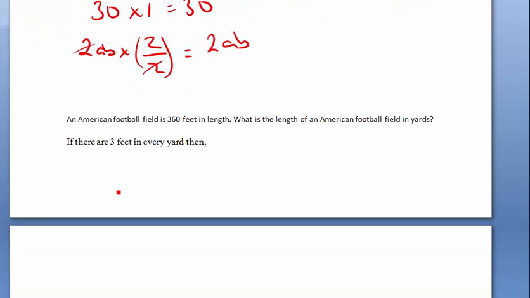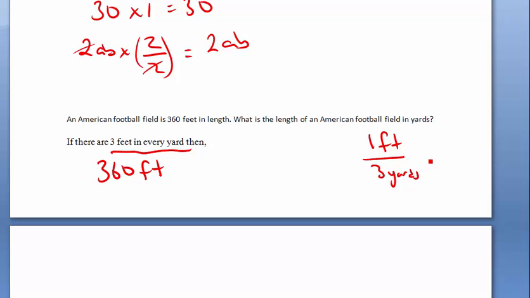So in the American football field we've got 360 feet. And we know a truth. A funny looking 1 says that you can either say 1 yard is the same as 3 feet, or you can say 3 feet in 1 yard. Both work the same. It doesn't matter, whichever one you want to use to make this work.